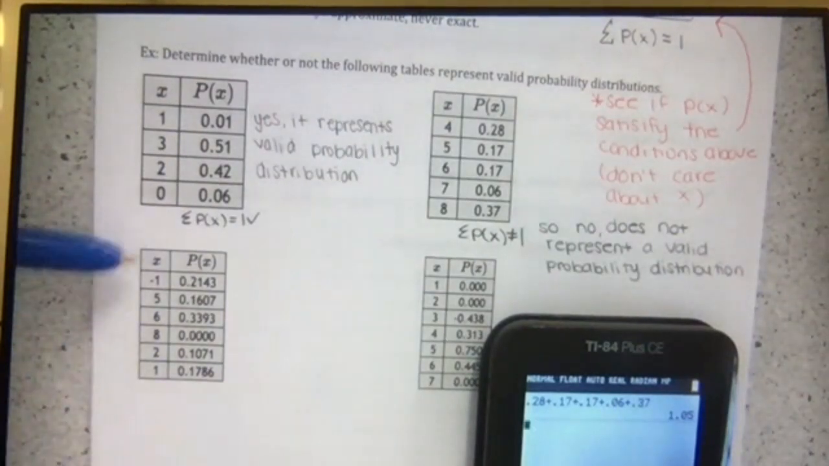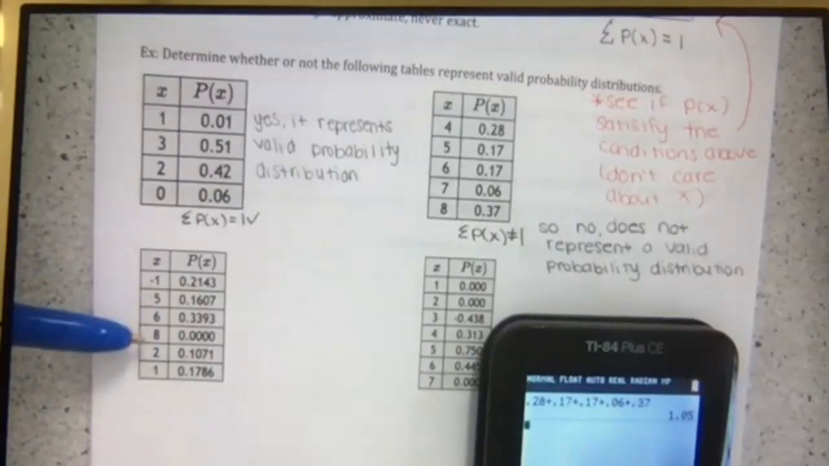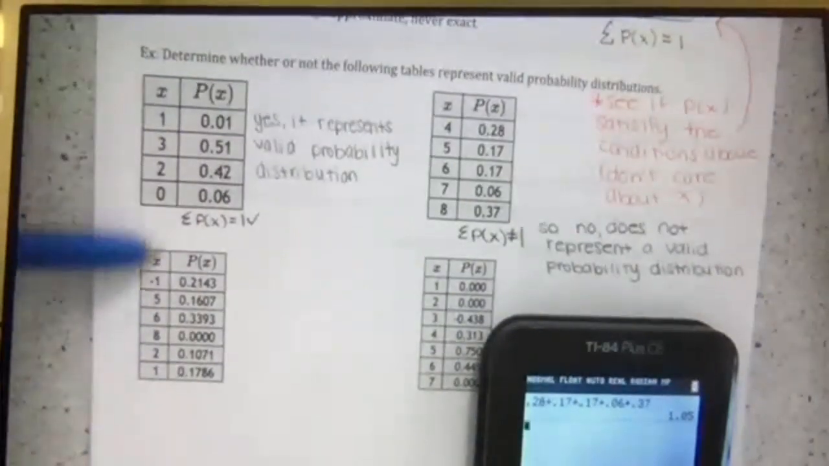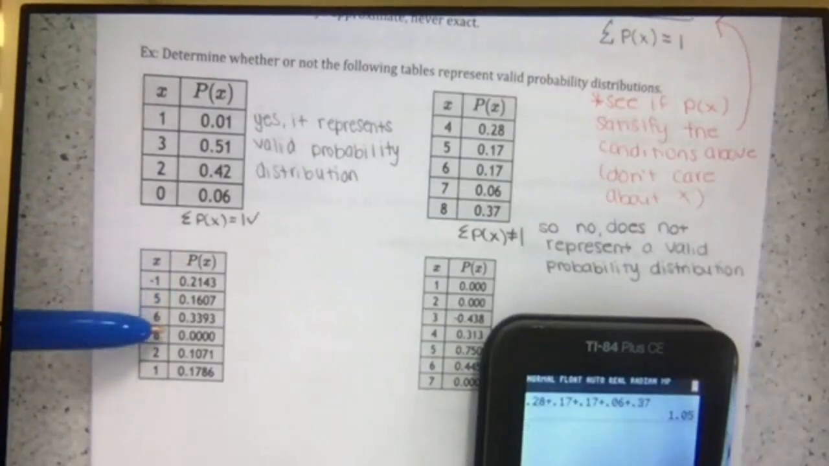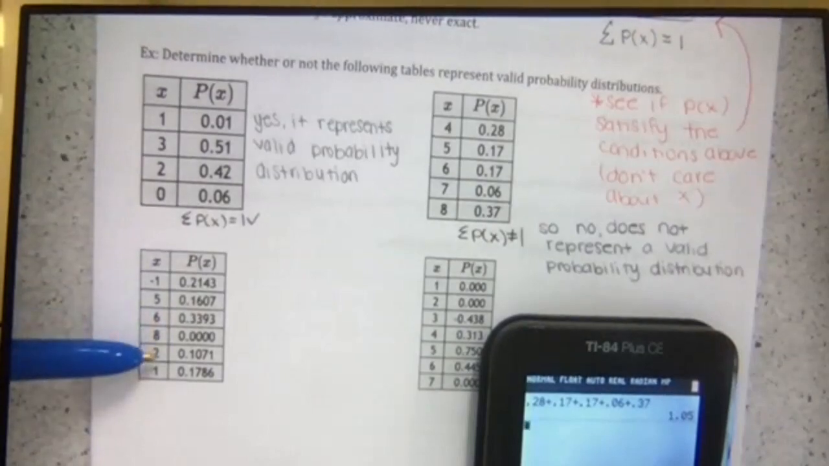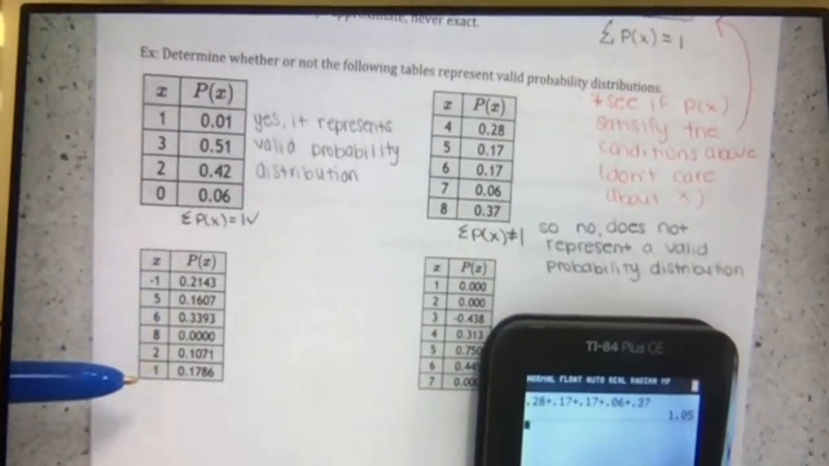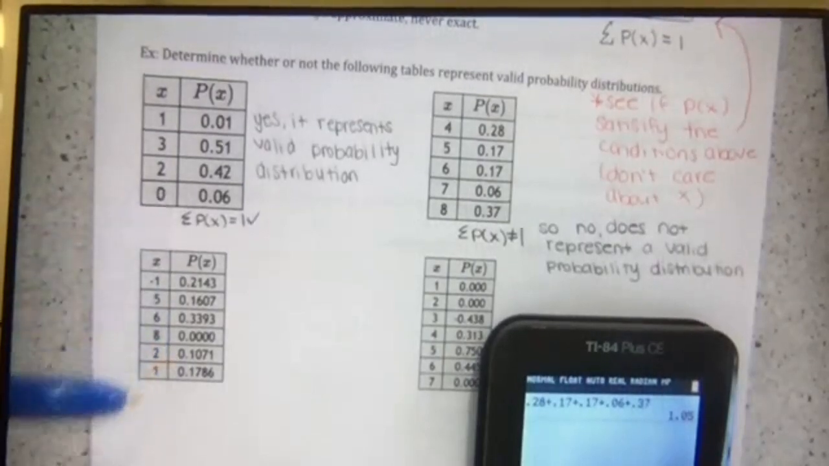Same thing down here. My X values are -1, 5, 6, 8, 2, 1. That's fine. I don't care what these are. My probabilities are 0.2143, 0.1607, 0.3393, 0.1071, and 0.1786. Those are all between 0 and 1, so that's good.